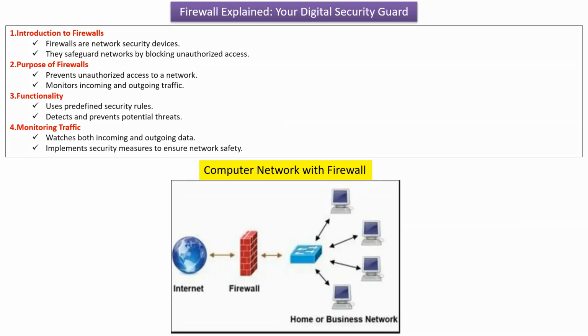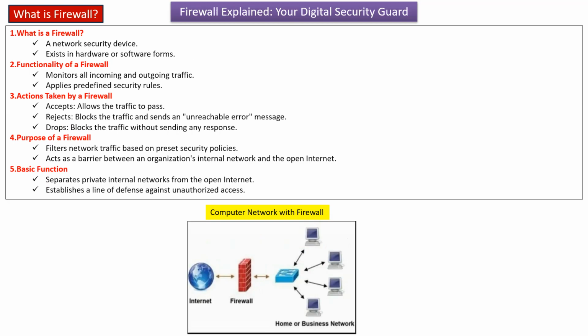Second point is purpose of firewalls. Firewalls prevent unauthorized access to the network and monitor incoming traffic and outgoing traffic. Third point is functionality. Firewall uses predefined security rules to detect and prevent potential threats. Fourth point is monitoring traffic. Firewall watches both incoming data and outgoing data and implements security measures to ensure network safety.